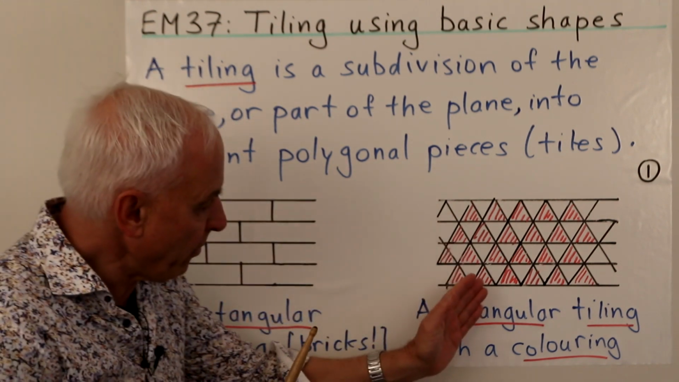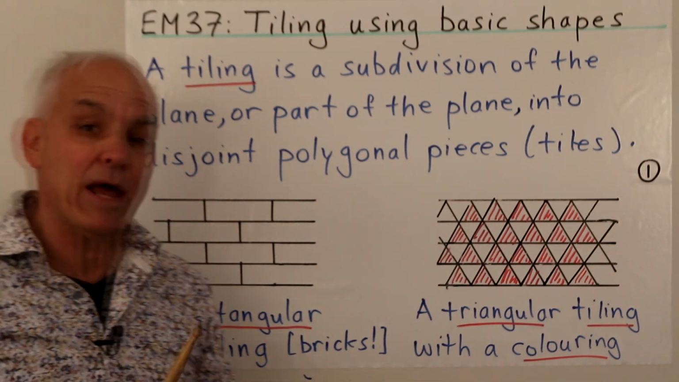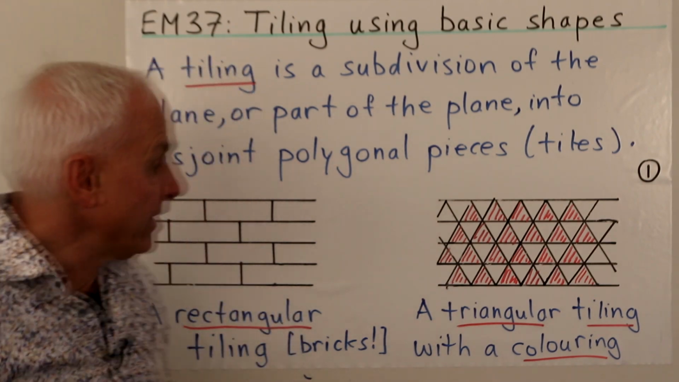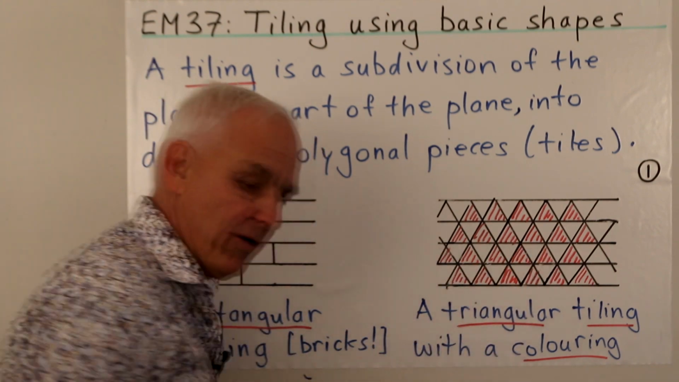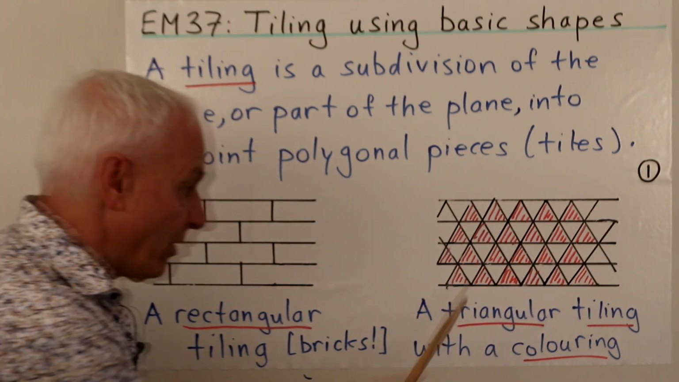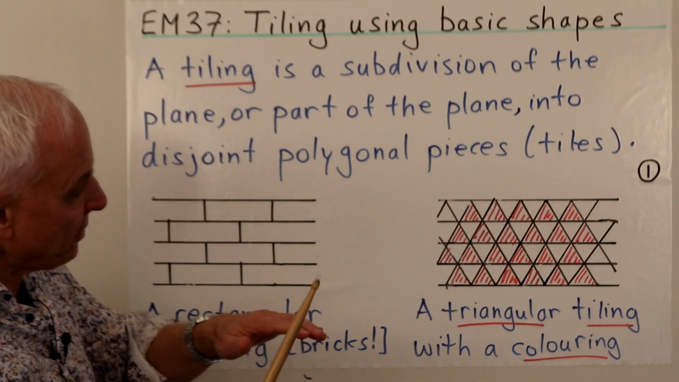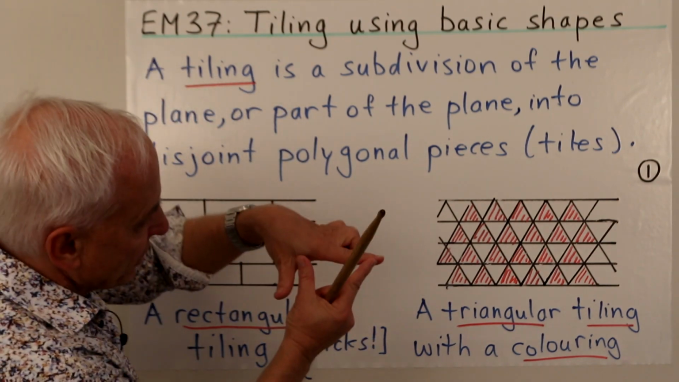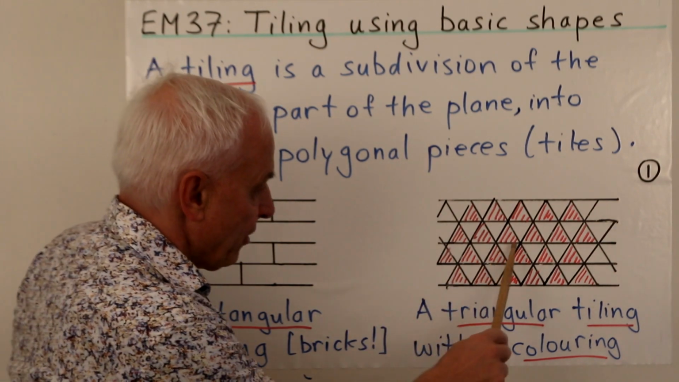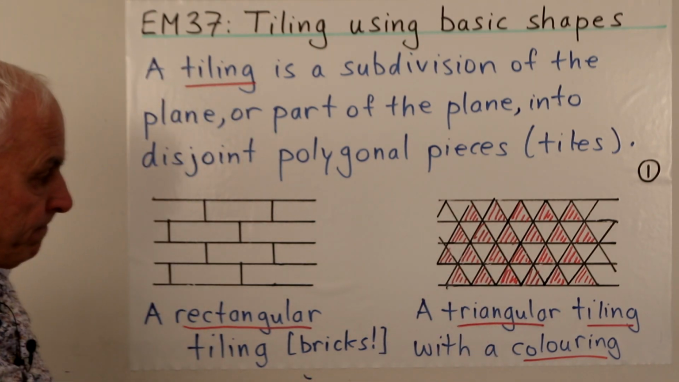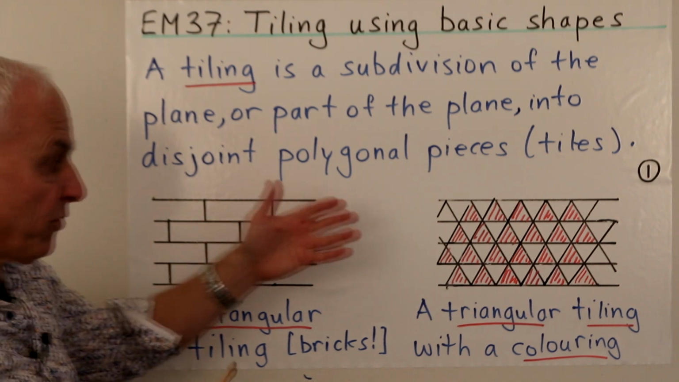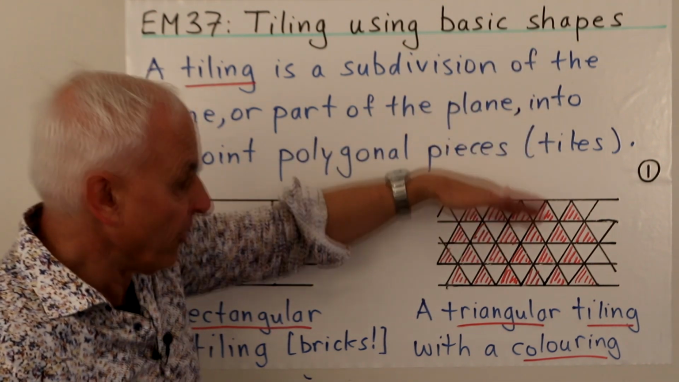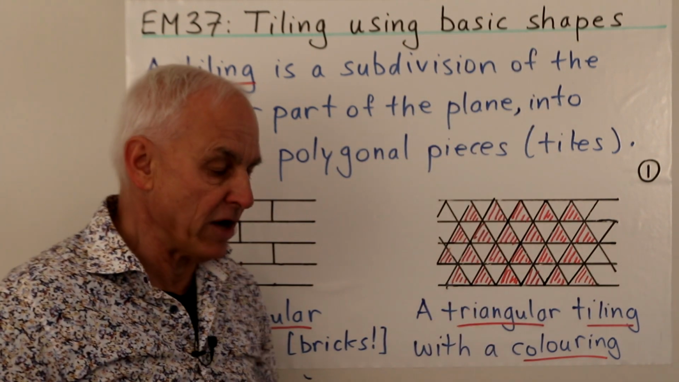Here's another one where the tiles are equilateral triangles. And some of them are right side up with the base horizontal, like the red ones that I've colored. And then there are the other ones which are inverted like this, with the horizontal being the top. So here we have equilateral triangles, here we have rectangles. These are both tilings. You could imagine extending this indefinitely in either direction.